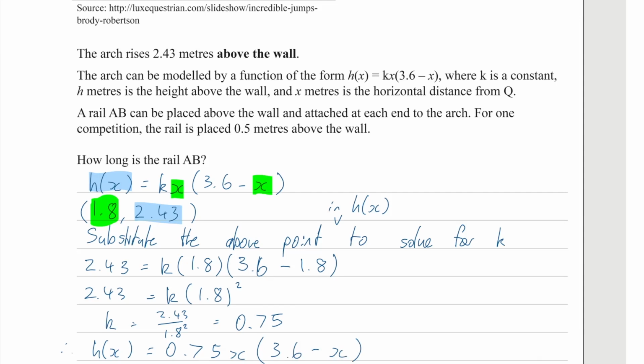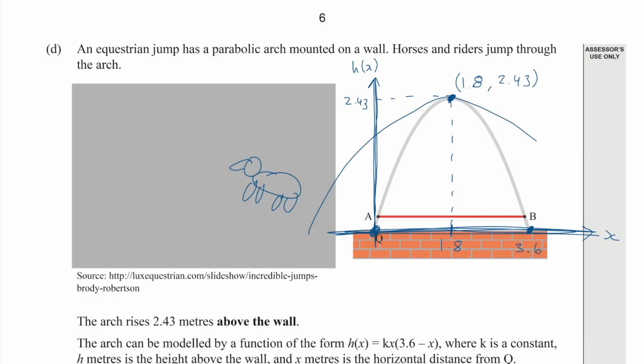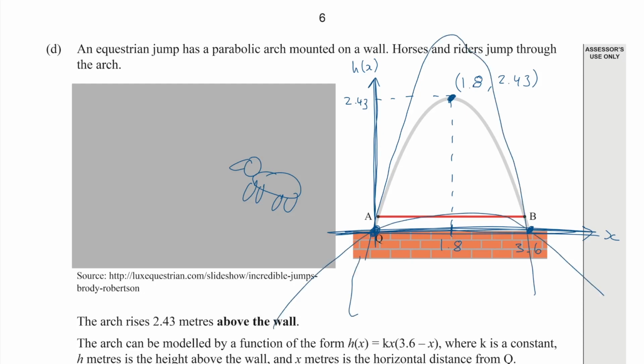Depending on the value of k, it could have looked something like this. Well, it goes through the origin, so it could have been something like that, or like that. It would change the width, change the height.